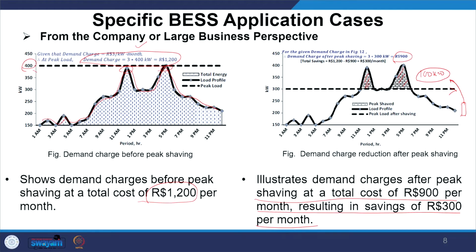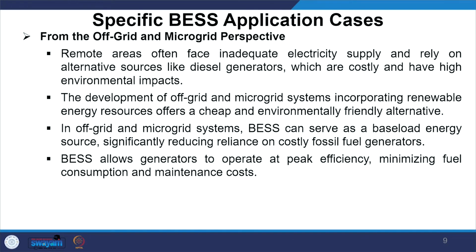All right. So that is how we can save your monthly demand charges or peak demand charges. Now, from an off-grid or microgrid perspective, remote areas often face inadequate electricity supply and rely on alternative sources like diesel generators, which are costly and have high environmental impact.